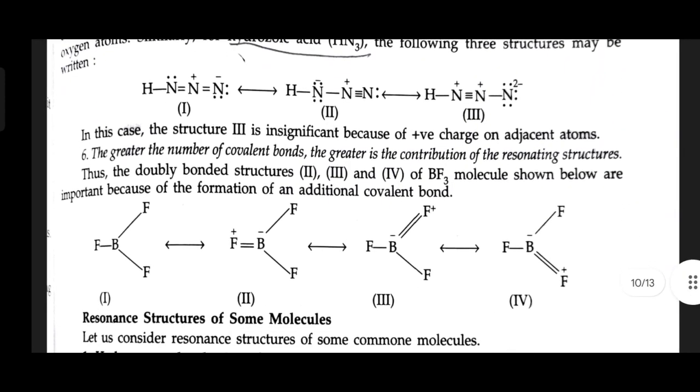Sixth point, the greater the number of covalent bonds, the greater is the contribution of the resonating structure. Thus, the doubly bonded structures 2, 3 and 4 of the BF3 molecule shown below are more important because of the formation of an additional covalent bond.